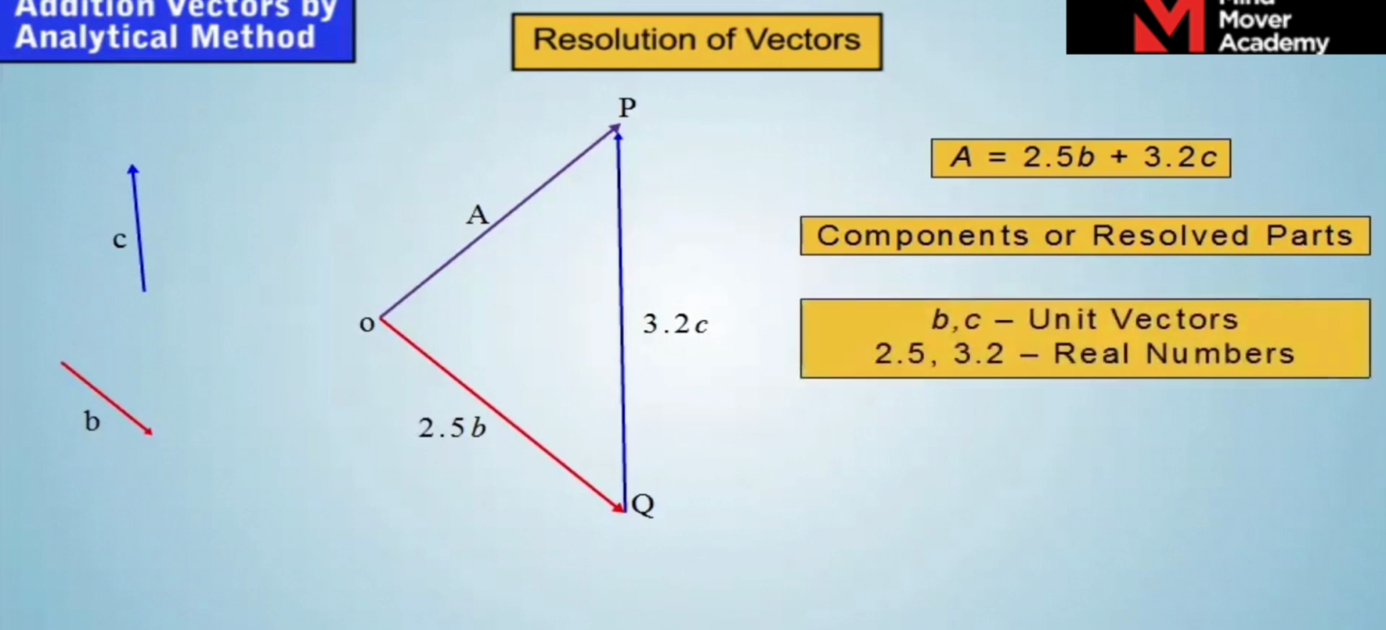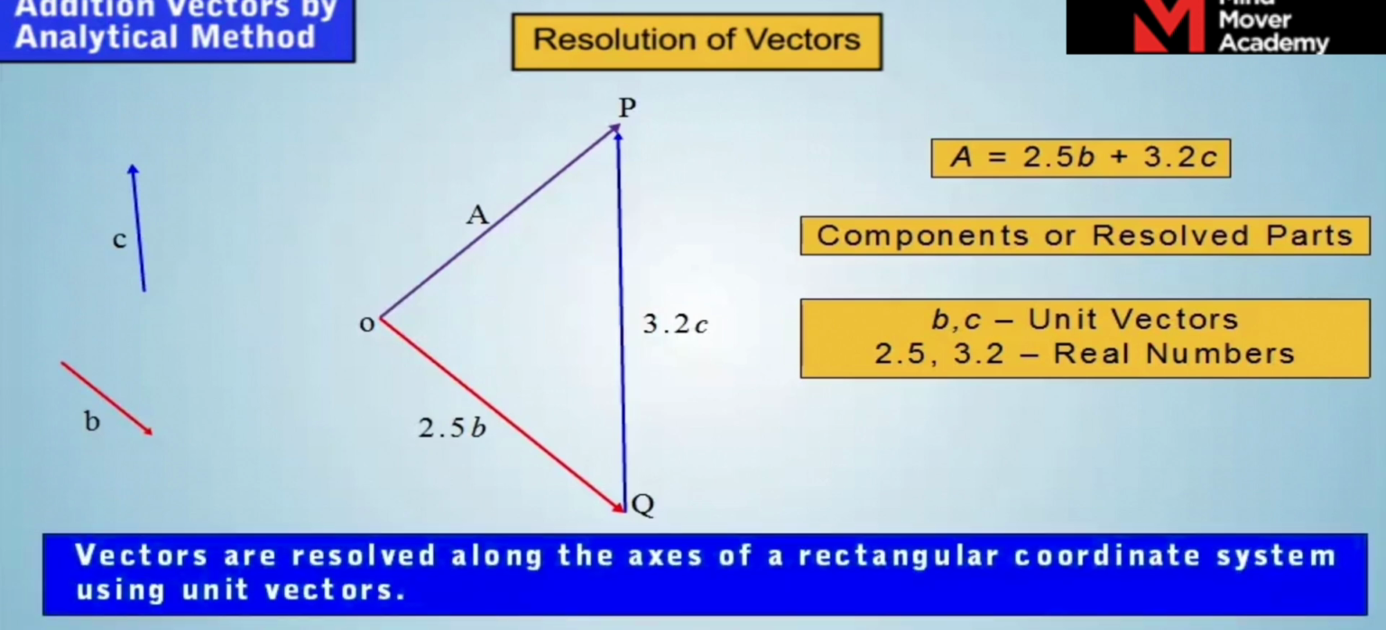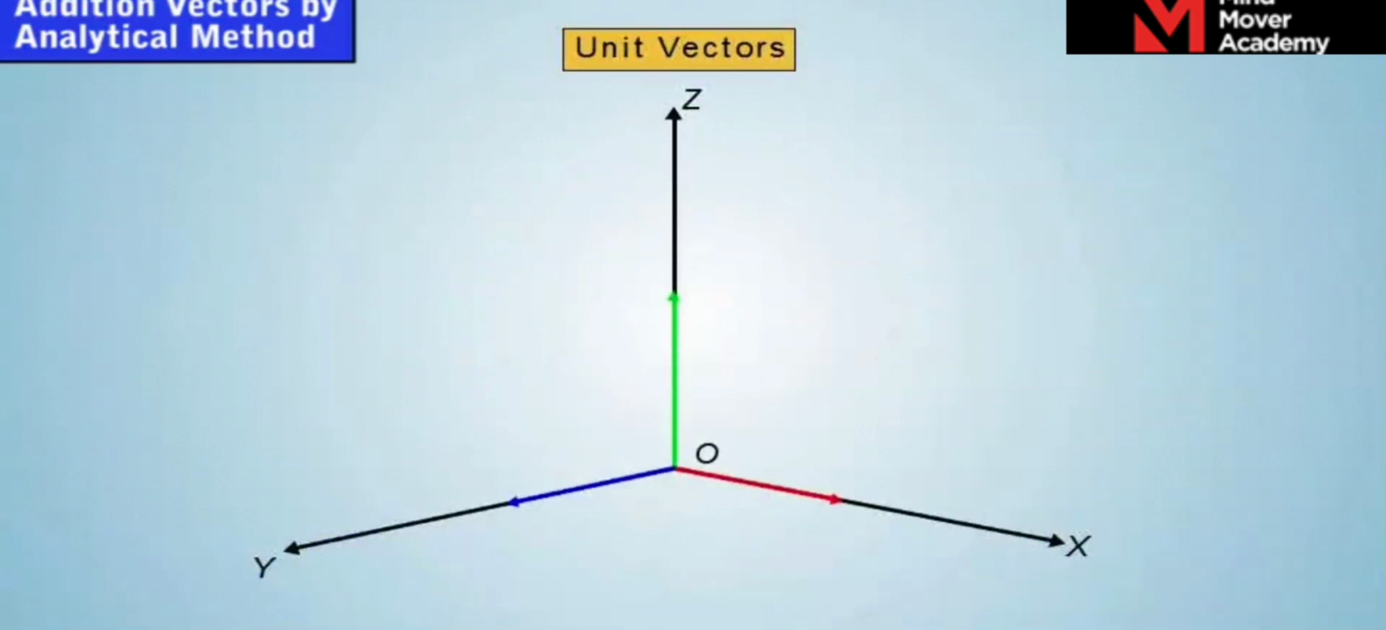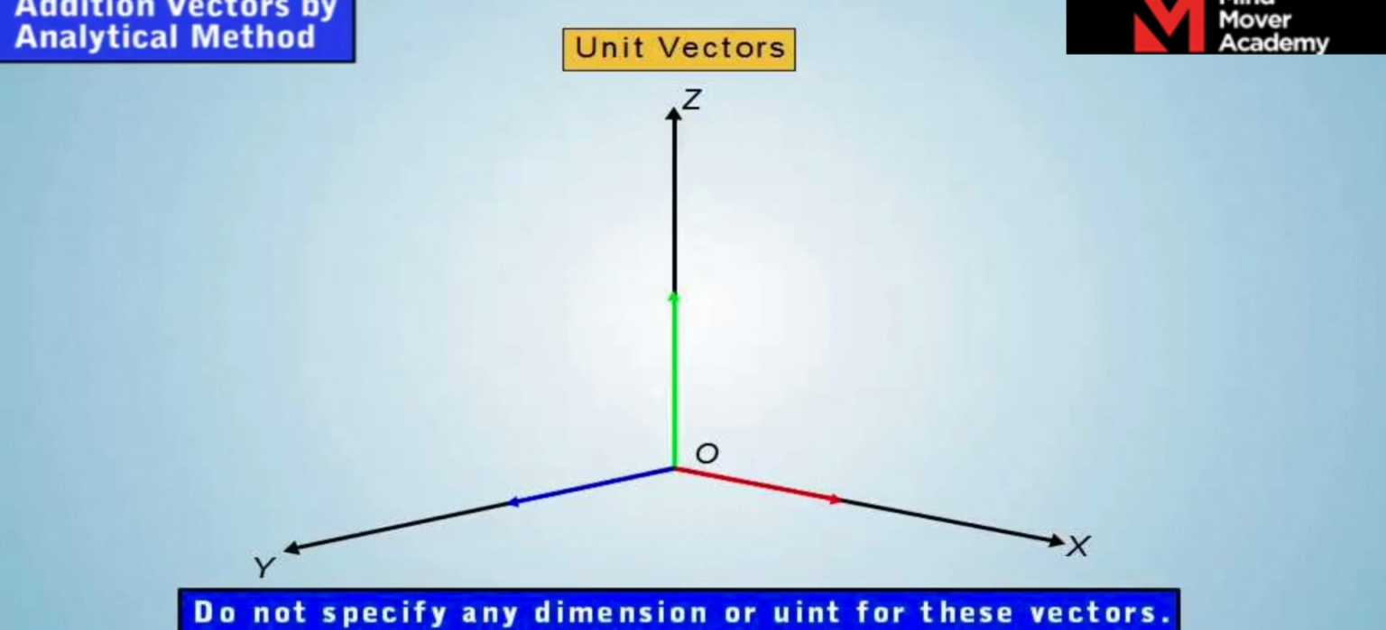In this expression, B and C are the unit vectors, and 2.5 and 3.2 are real numbers. Usually, vectors are resolved along the axis of a rectangular coordinate system using unit vectors for convenience. Unit vectors have a magnitude equal to unity, and they indicate a particular direction. You cannot specify any dimension or unit for these vectors.